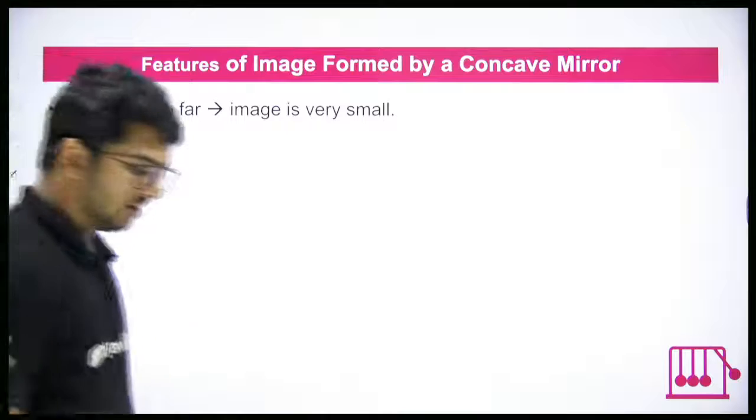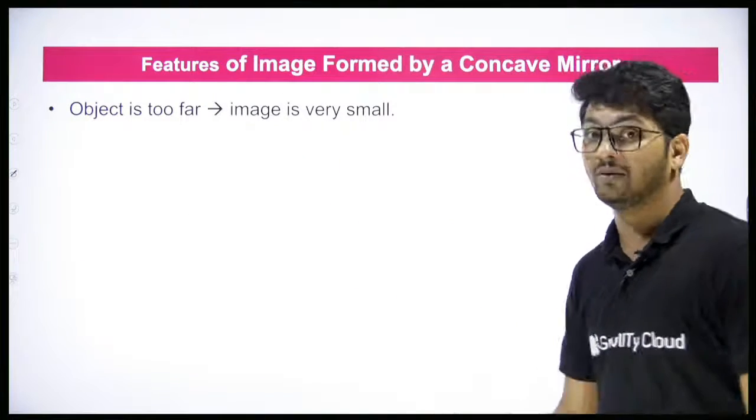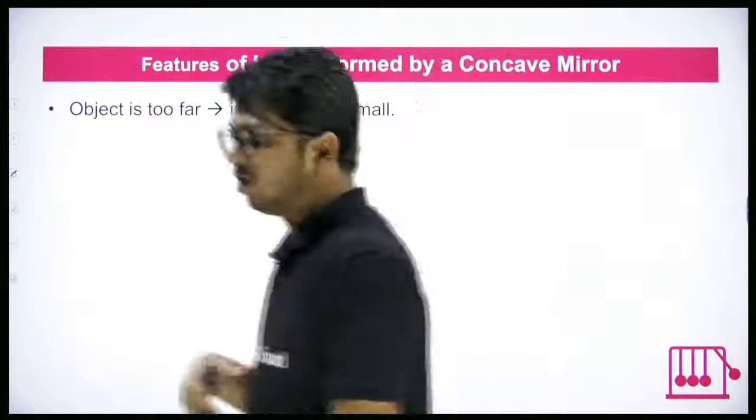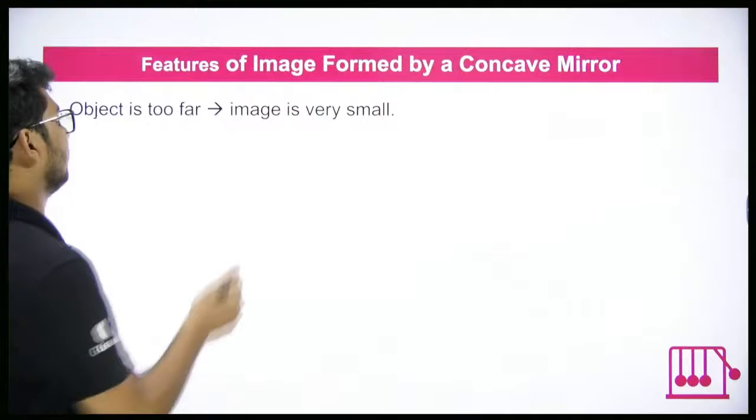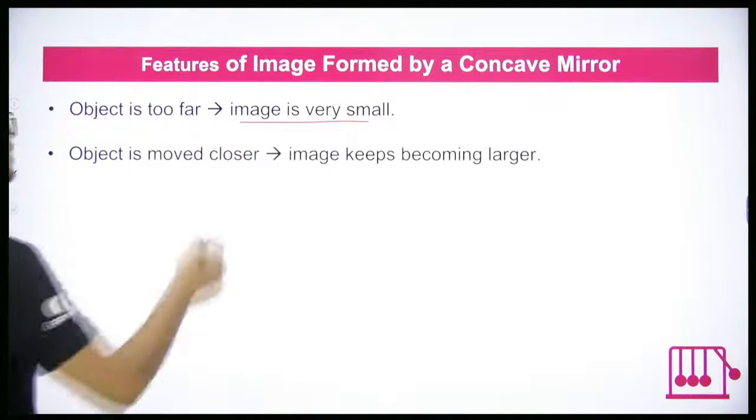Okay, let's summarize all the points then. First of all, concave mirror can give us both real and virtual images, or erect and inverted images. And when the object is very far away, the size of image is very small. Image will be very small. Real image, okay, it will be a real image.